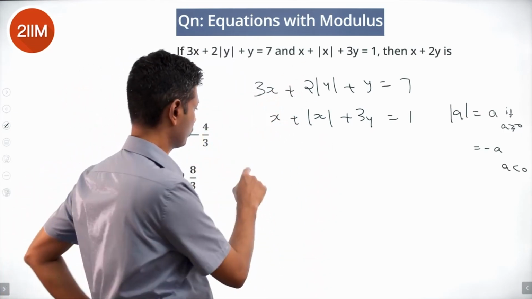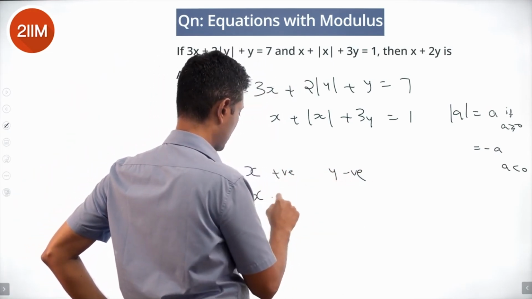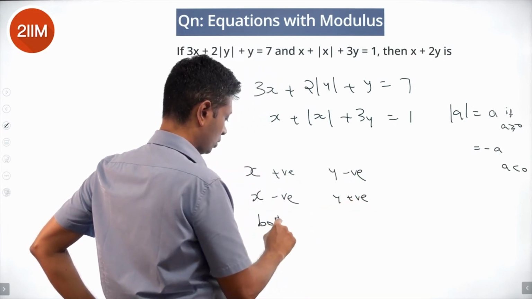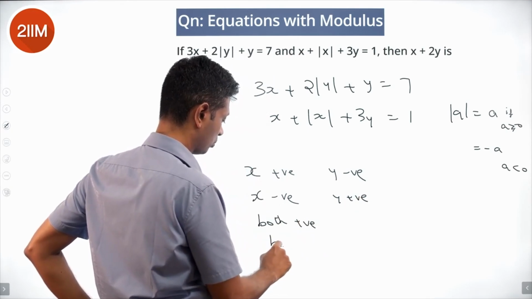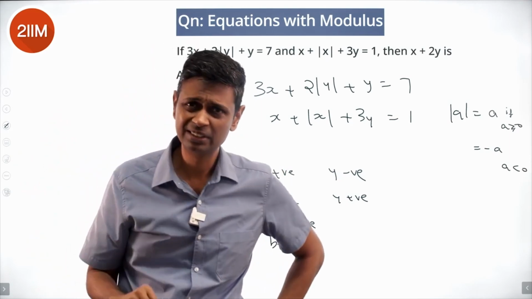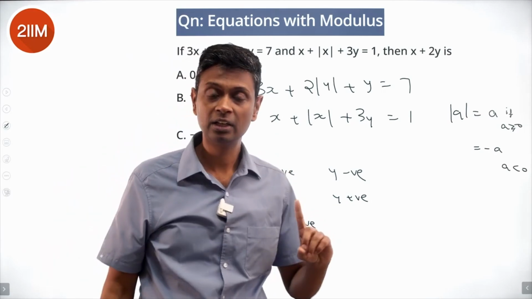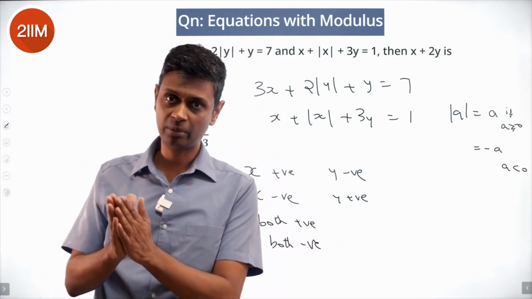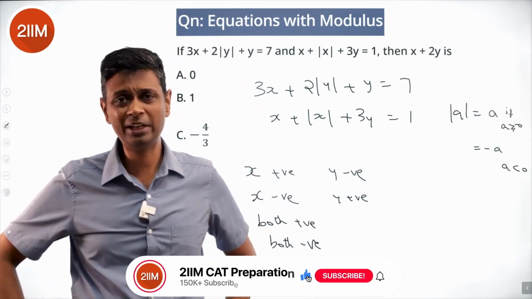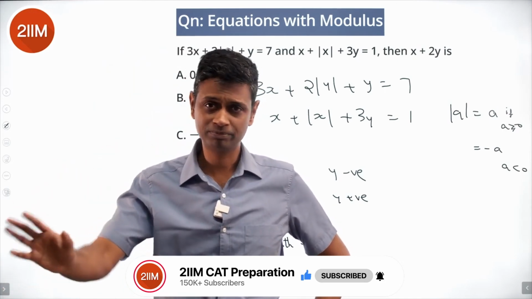So we'll have to solve for x positive, y negative; x negative, y positive; both positive; both negative. We'll get 4 sets of simultaneous equations, solve them, and then the solution we get should satisfy this criteria. If it does, then we have an answer. I have to solve the simultaneous equation in 4 different variants. That is tricky, a pain in the neck. Maybe that's what they want us to do, which is fine, but it's going to take time.